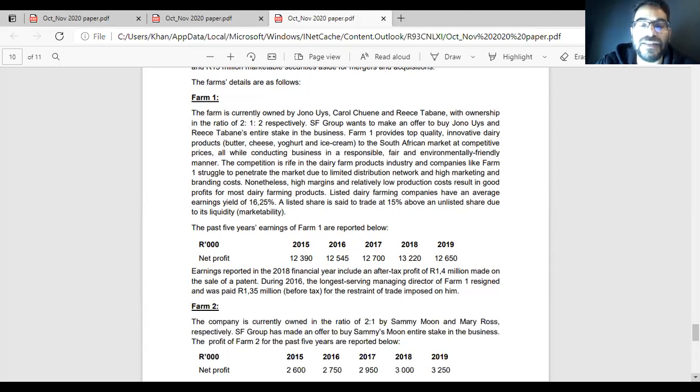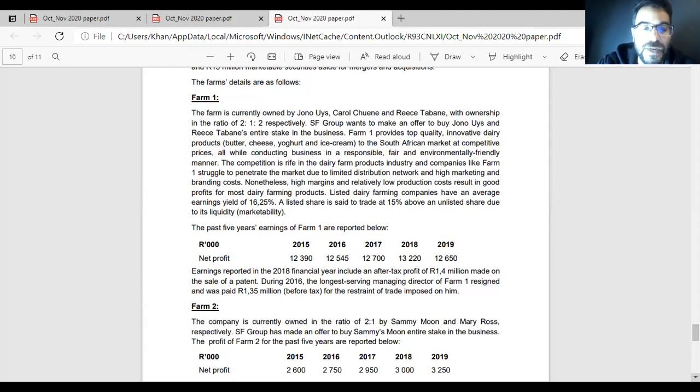So we need to adjust the 2018 financials. We need to adjust the net profit of 2018 for that 1.4 million, so that we can get a maintainable earnings figure. Then they say during 2016, the longest serving managing director of Farm 1 resigned and was paid 1.35 million before tax for the restraint of trade imposed on him.